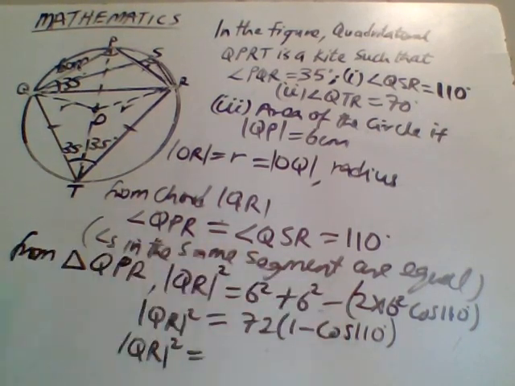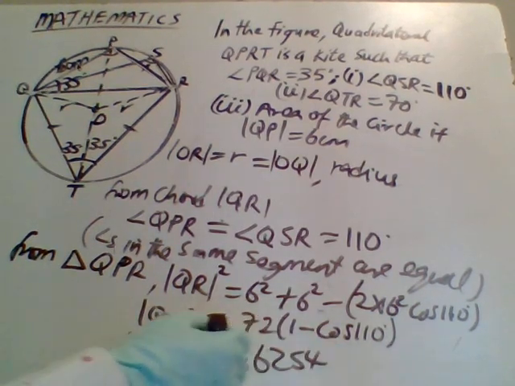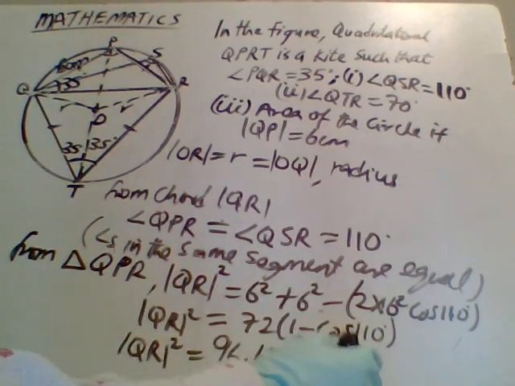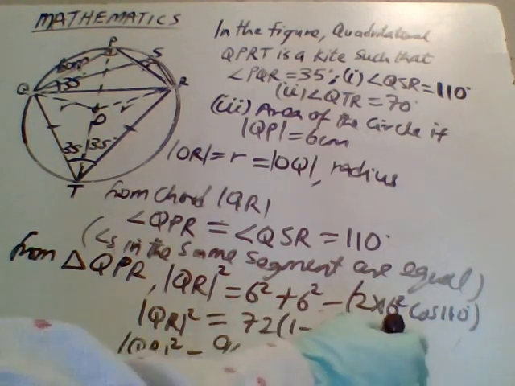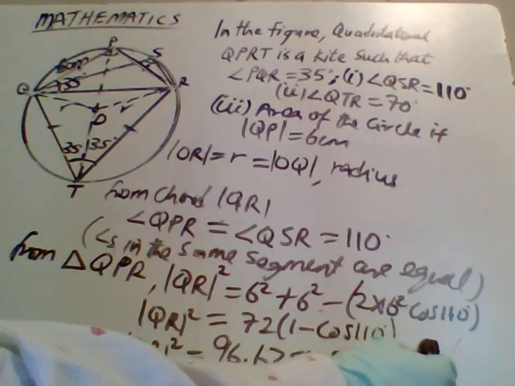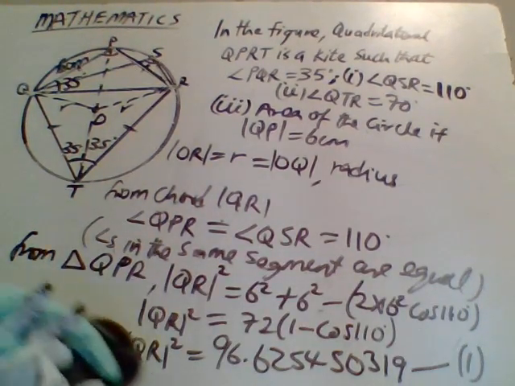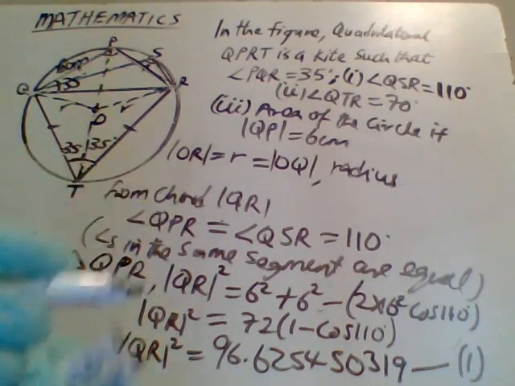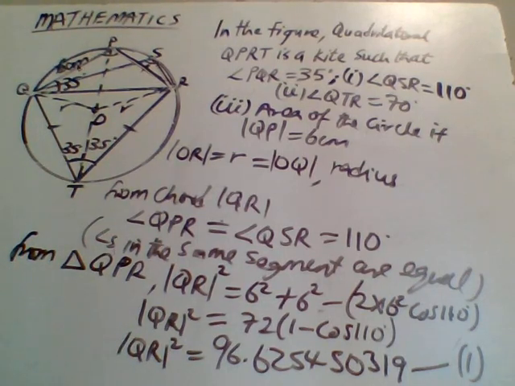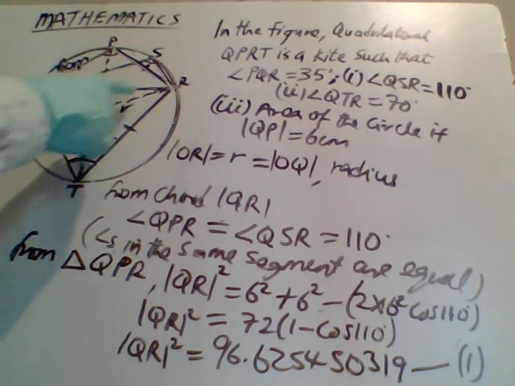So finding this value, you have 96.625450319. I can call this equation 1. So let's leave it as equation 1. Since we still have to make use of your r squared, don't find the square root. So once we have done that, we can now return to this triangle here.